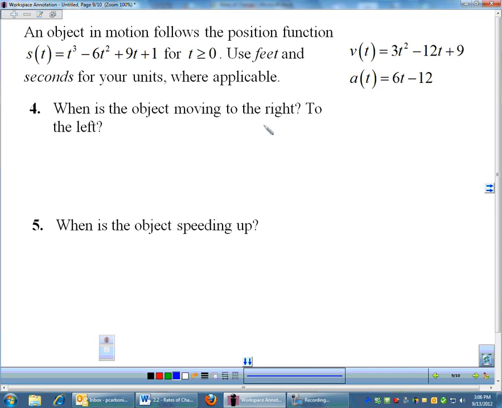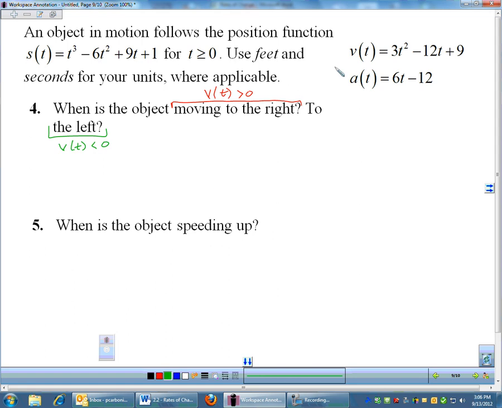Anyway, so an object in motion, same function. An object is moving to the right. When is the object moving to the right? What did I say about moving to the right? An object moves to the right when velocity is positive. And then also ask when something's moving to the left, which is when velocity is negative. So to the left, that means v of t is negative.